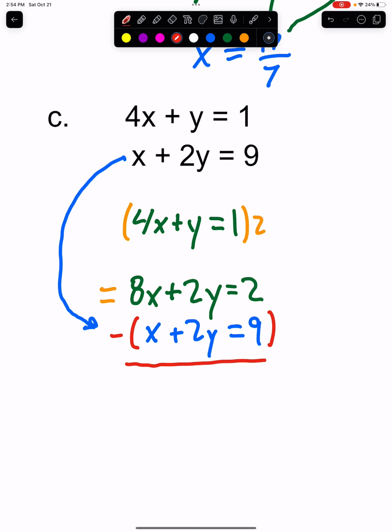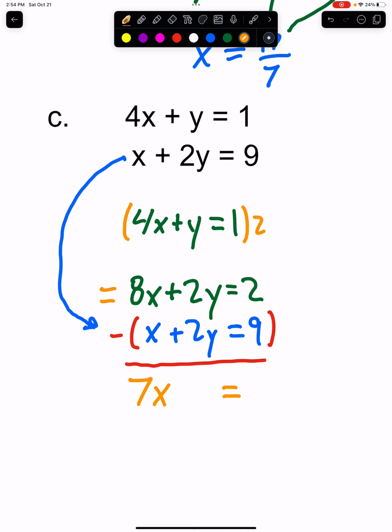We got 8 minus x is 7x. 8 minus x is 7x. 2 minus 2 is 0. Whoa, look at that. That's what we wanted. The y's went away. They're gone.